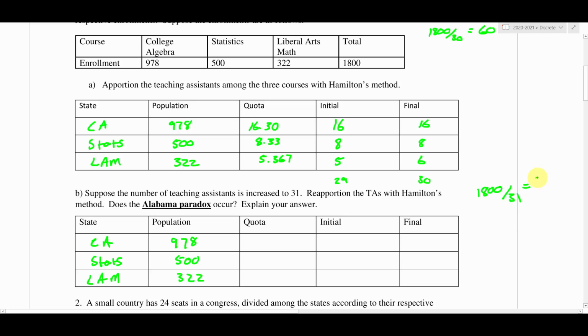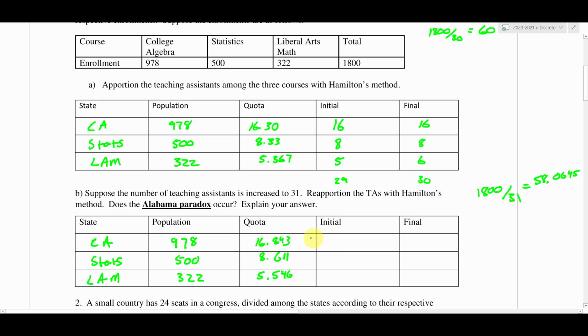Our new divisor is going to be 58.0645. All right, so I'm going to take that 58 and come over to my populations, and I'm going to divide each of my three classes by our new divisor. Okay, so here's my first quota. We get 16.843. We get 8.611. And then we get 5.546.